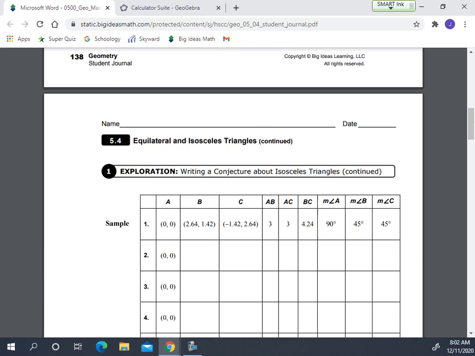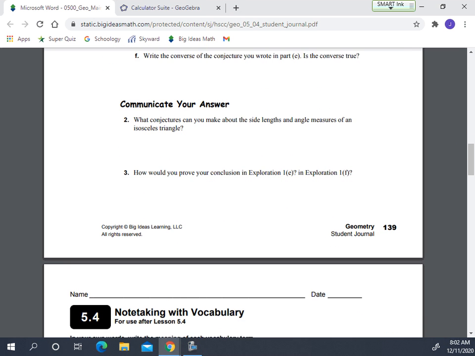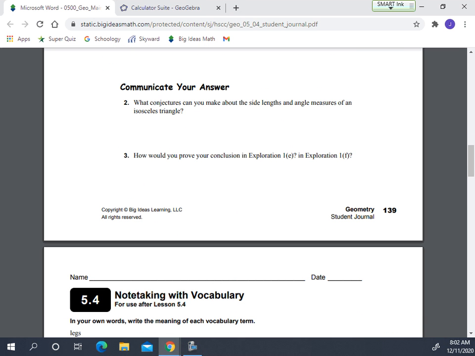So we did part E. They give you a whole graph here. I think just moving those angles gives you a good idea of what we're getting into here today. So, number 2 says, what conjectures can you make about the side lengths and angle measures of an isosceles triangle? Well, we know that in an isosceles triangle, okay, we have 2 sides congruent.